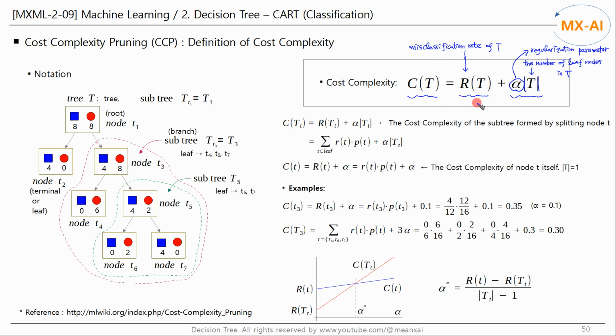As the tree grows deeper, the misclassification rate R of T decreases, so the first term gets smaller. However, a deeper tree also has more leaf nodes, which increases the penalty term. In other words, there is a trade-off between misclassification rate and complexity. Cost complexity pruning seeks to find the tree that minimizes this cost complexity function, striking the optimal balance between misclassification rate and complexity.